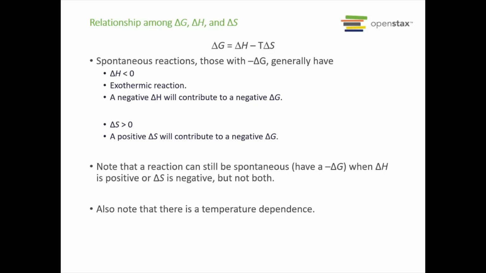So you can still have a spontaneous reaction when you have a positive delta H or when you have a negative delta H, depending on how big the other term is, but not both. So if you have both a positive delta H and a negative delta S, you are not going to have a spontaneous reaction because your delta G is going to come out positive no matter what. There is also a temperature dependence, so temperature really plays a big part in determining the spontaneity of a reaction.